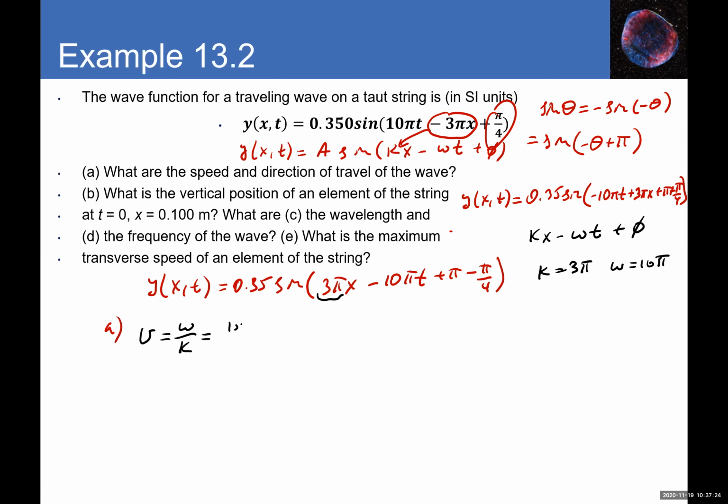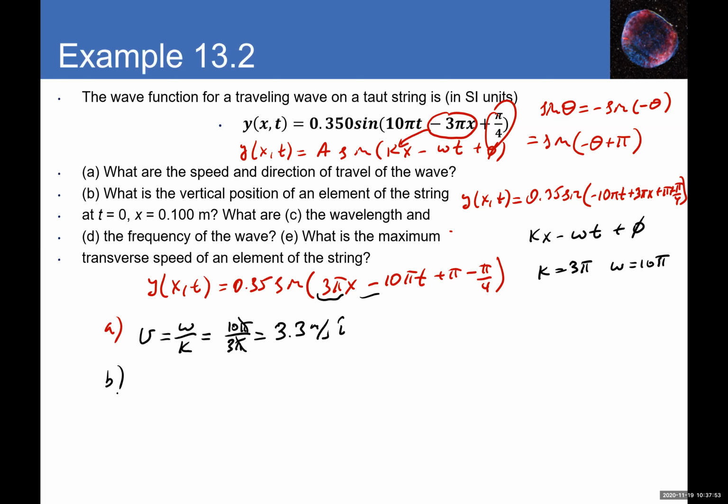So this is 10π over 3π. The π's cancel out, and you get 3.3 meters per second. And this is in the î direction, because we converted, right? So the wave is moving to the right. So that's for part A.